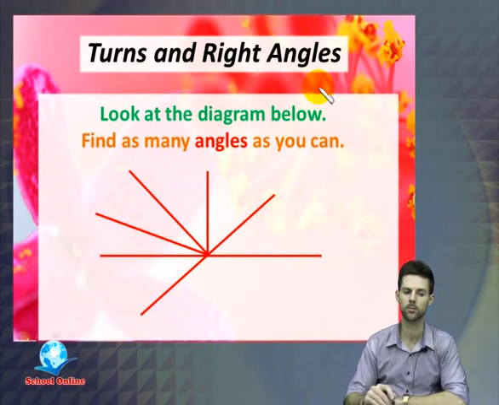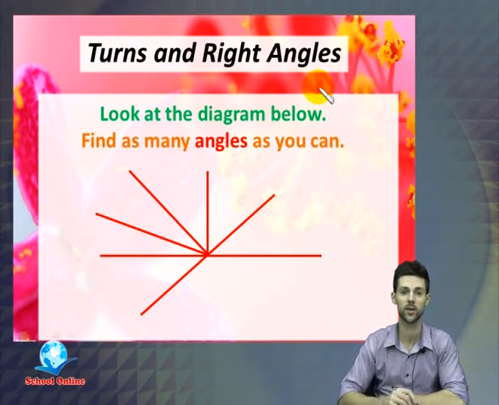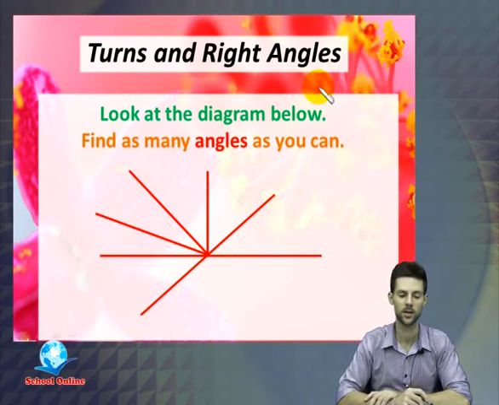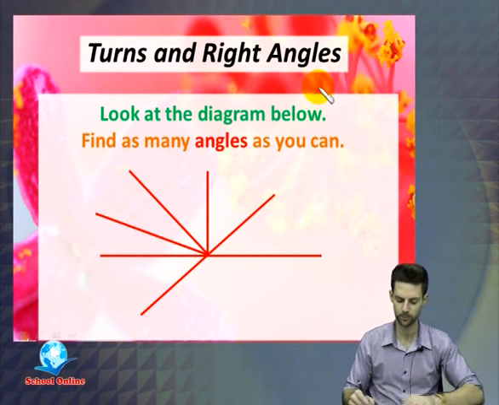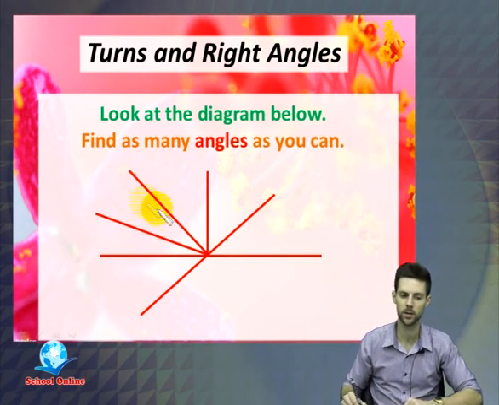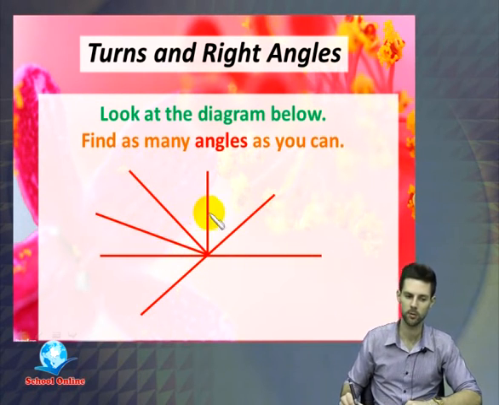So look at the diagram below. Find as many angles as you can. So here we have a combination of lines, a lot of lines drawn together. How many angles can you see on this diagram? Let's mark them on together. So let's go round clockwise.